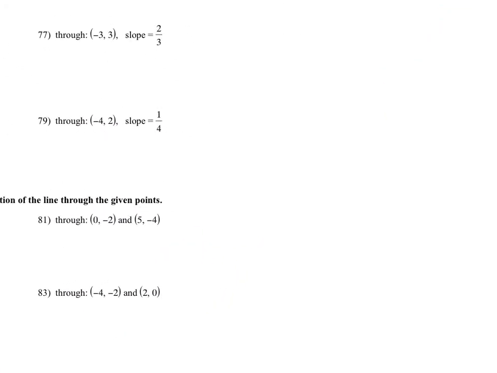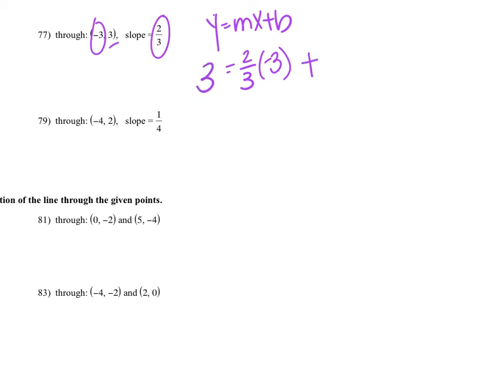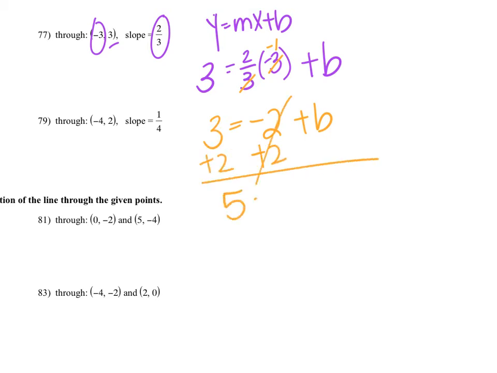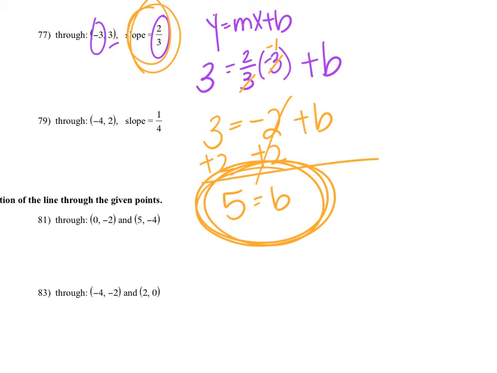So let's do number 77. So y equals mx plus b. I know that my slope is 2 over 3. I know that my x is negative 3. I know that my y is 3 plus b because I don't know that. Now I can cross cancel here and I get a negative 1, right? So a negative times 2 is negative 2 plus b equals 3. I'm going to add 2 to both sides. So 5 equals b. So now that I know my y-intercept and I know my slope, I can write down my equation. So y equals 2 over 3x plus 5. And I'm done. You can go ahead and do the rest of those problems on your own.